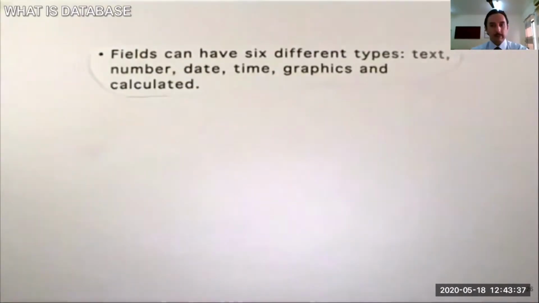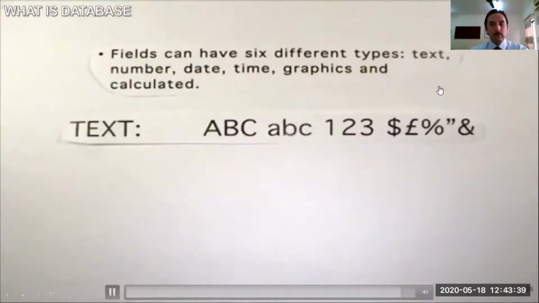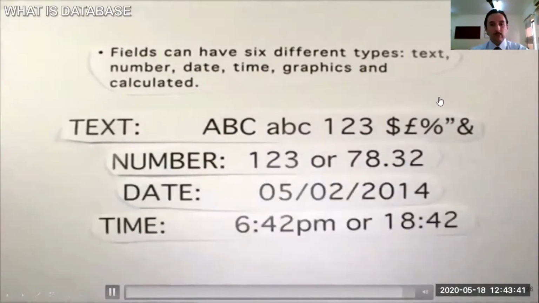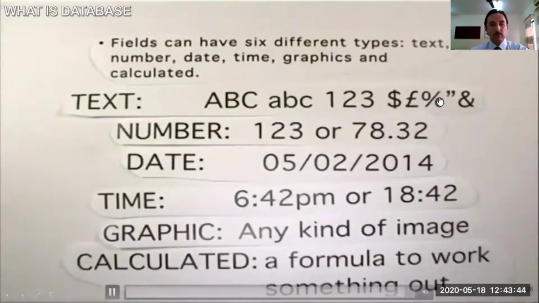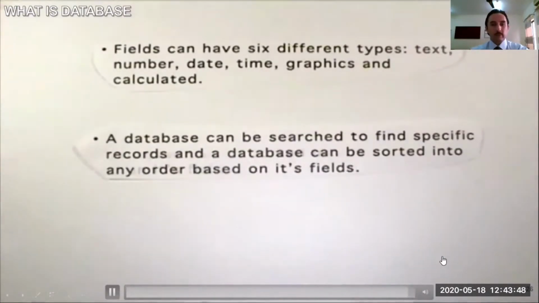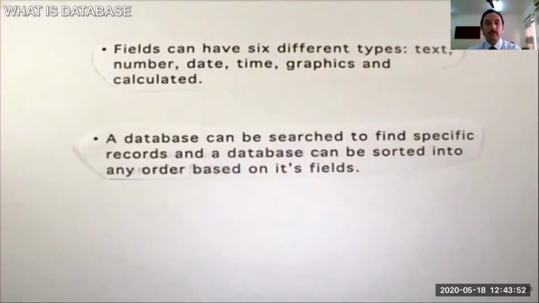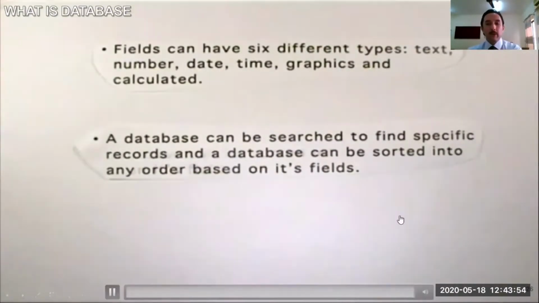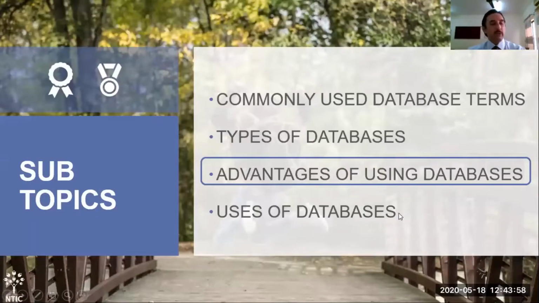Fields can have 6 different types: text, number, date, time, graphics, and calculated. A database can be searched to find specific records, and a database can be sorted into any order based on its fields. Okay, I think it's very useful and easy to understand.